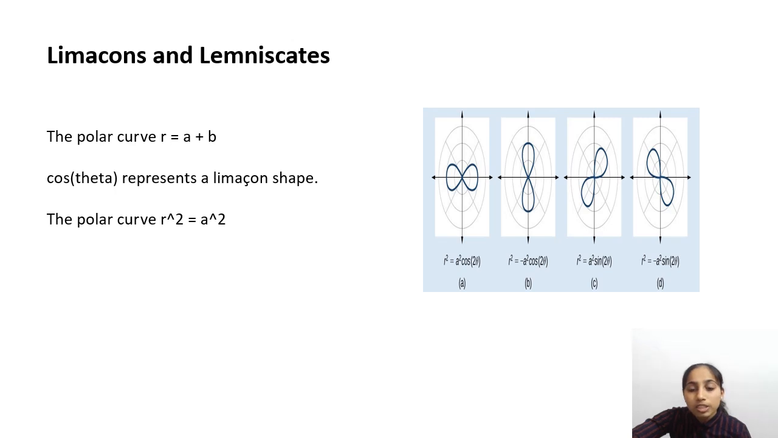In the first picture we can see r squared equal to a squared cos 2 theta, and in this picture r squared equal to a squared cos 2 theta, and in this picture r squared equal to a squared sin 2 theta, and in the last picture we can see that r squared equal to a squared sin 2 theta.